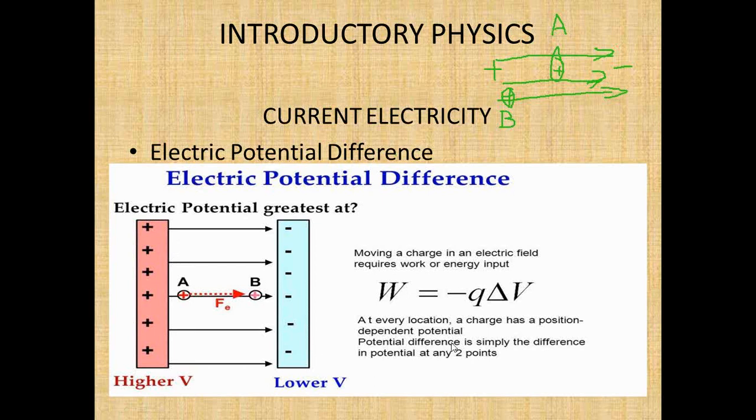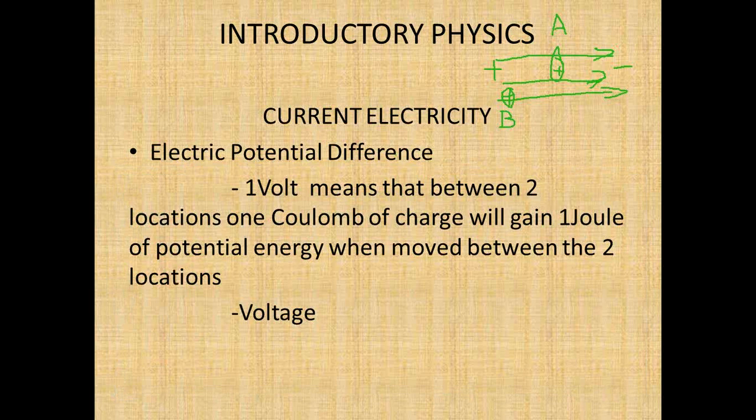Okay? The potential difference is simply the difference in potential at the two points. So at point A and point B, there's an electric potential difference because you're going to have an electric potential here, which is greater than the electric potential at position B. So there's an electric potential difference, just a difference in the energy at the two locations. But you need that electric potential difference in order to get current flowing.